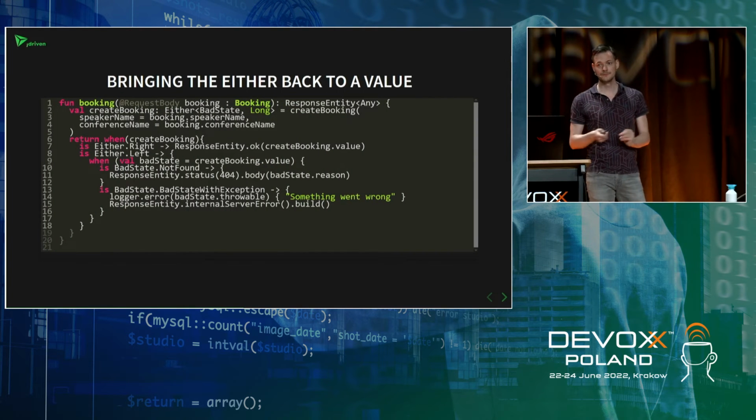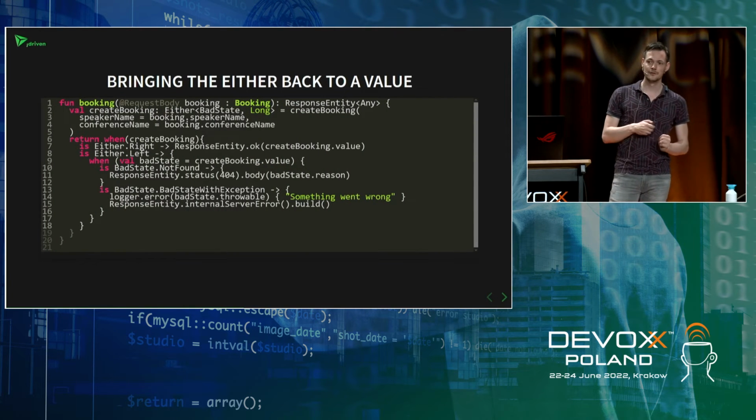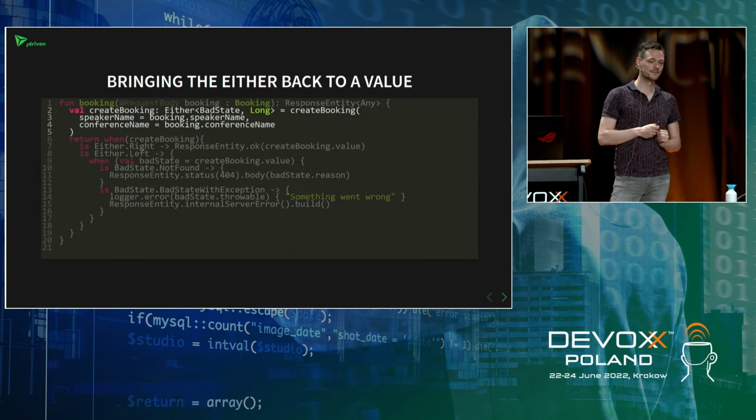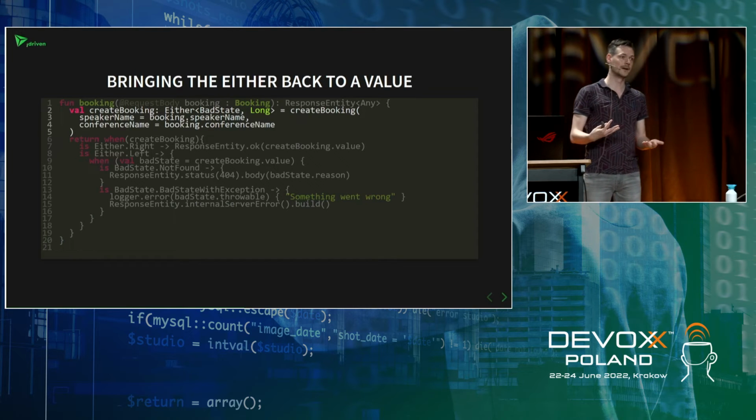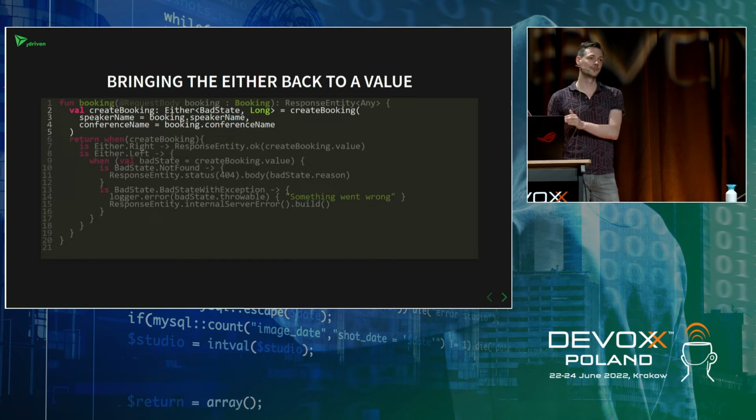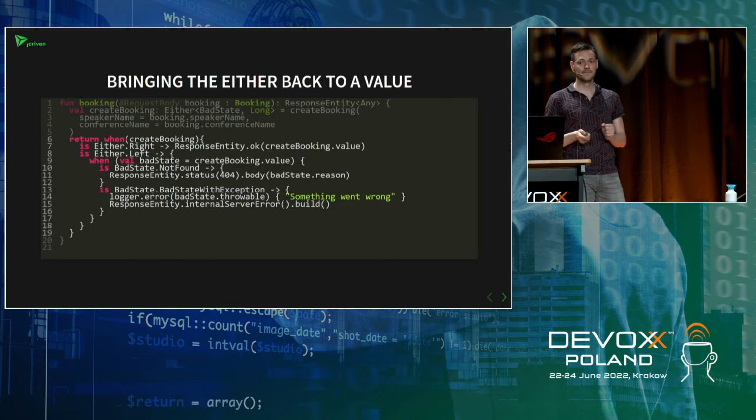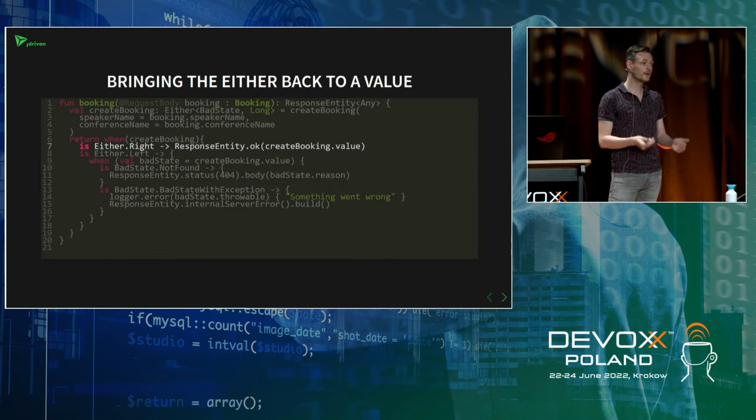Again, a lot of code. We're going through it one by one. So first, we'll call the service, which will return an either, which is either an instance of left containing a bad state, or an instance of right containing the booking ID. Well, we can now pattern match over it, and if it's right, everything went okay. We can just return an HTTP 200.